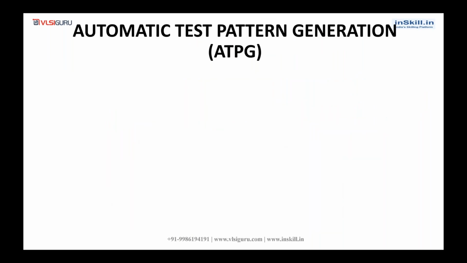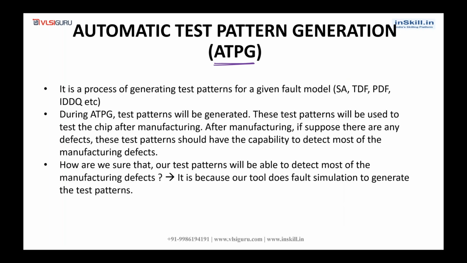Next is automatic test pattern generation, which is nothing but ATPG. As its name suggests, it is a process of generating test patterns for a given fault model. There will be various fault models like the stuck-at fault model, transition delay fault model, path delay fault model, and IDDQ fault model. So ATPG is a process of generating test patterns for a given fault model.